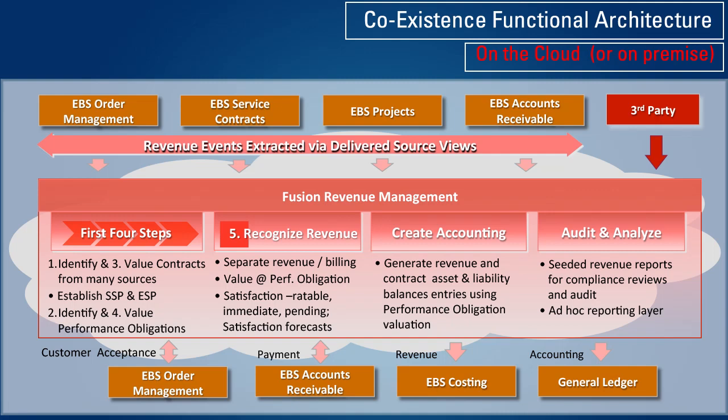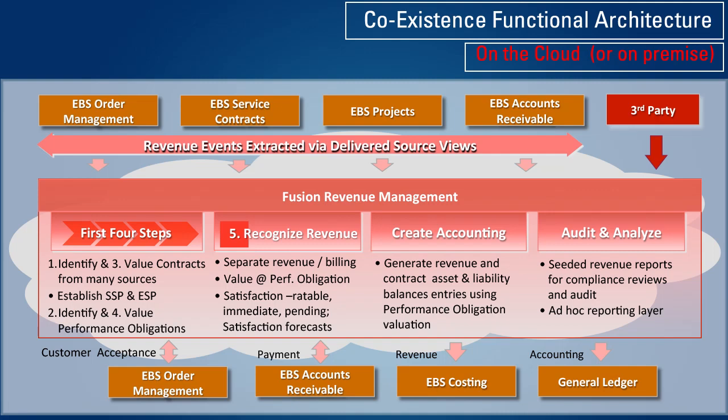We will value at the performance obligation, and then we will count satisfaction in many different ways. Ratable, immediate, pending, getting the text from the UPS driver, all of those different ways. Whatever you've got, we will pick up the satisfaction from there, and it might be through inventory that you've shipped or whatever. Then we'll create the accounting.